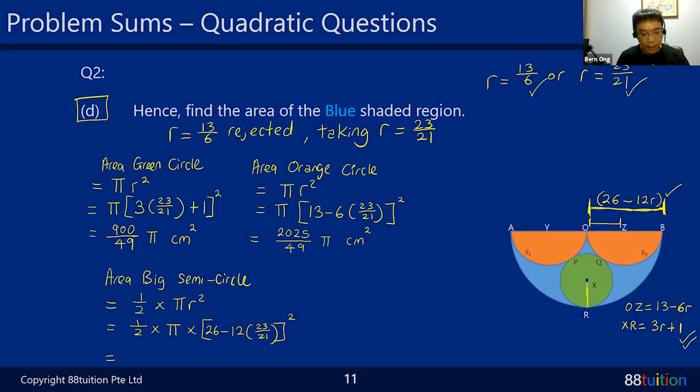All right, so you check whether it is correct or not. Okay, it's 8,100 over 49 times half, because it's only half a circle. You get 4050 over 49 pi cm square. So now the last step is to combine everything together.